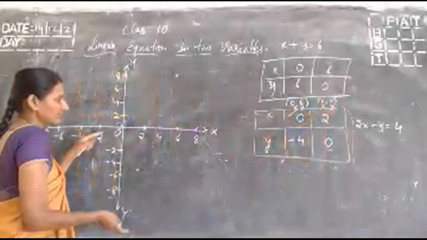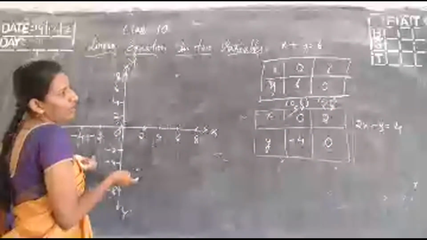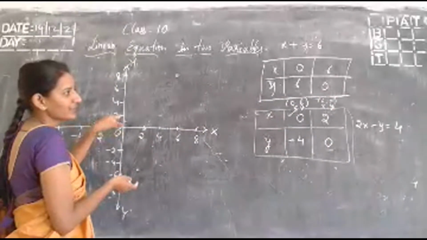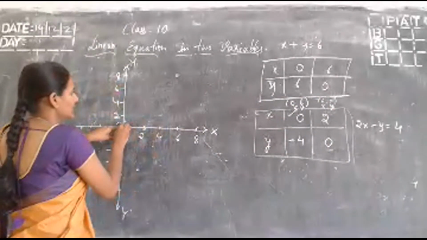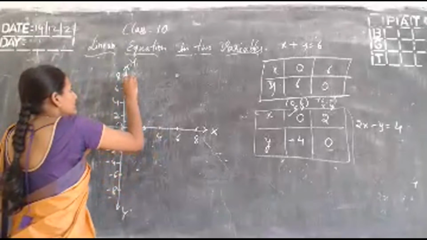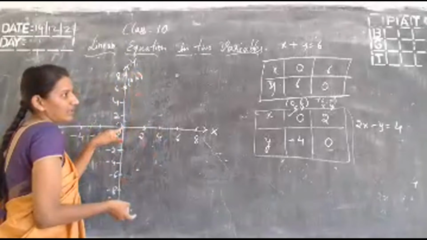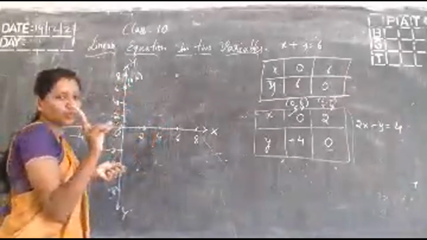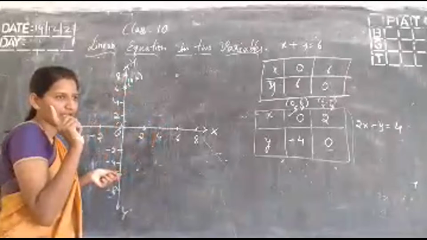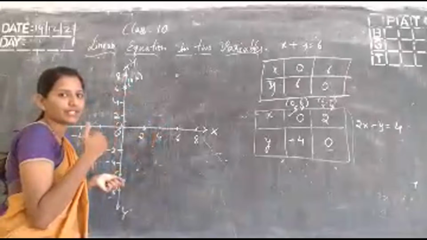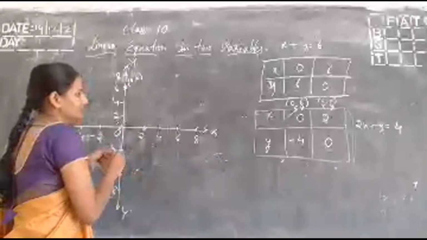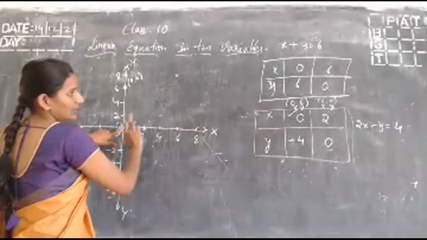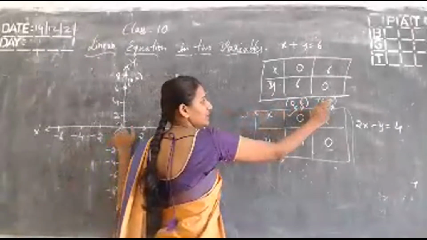Where will you plot this? On the y-axis, x is 0. What is the length of y? This is 0, 6. Another point, because only with 2 points we can draw a straight line. Next point is 6, 0.